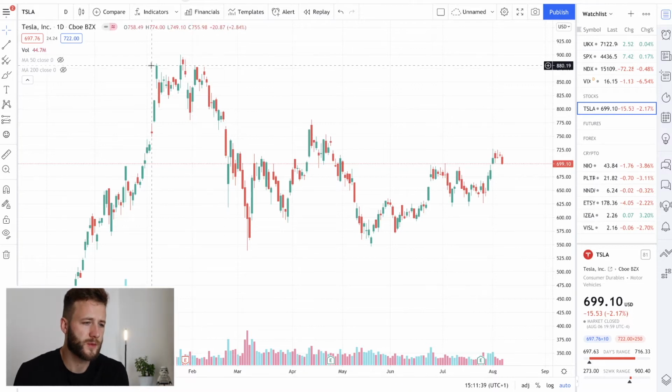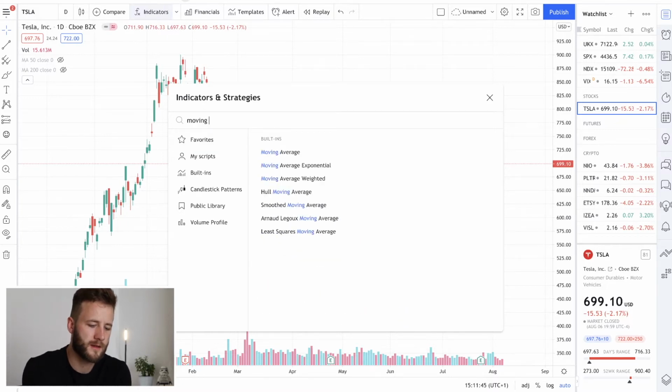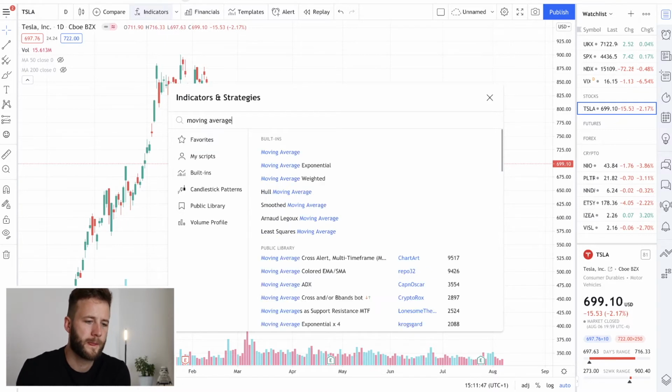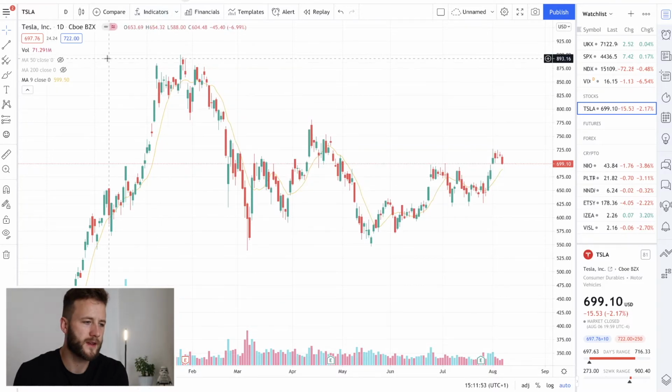What we're going to do is go to indicators, hit that, and just type in moving average. You can see at the top here, moving average, and we're just going to click that. And what that does, we just close that, is it adds it to the list up here. Now you see this yellow line that it's created, that's the moving average of a 9-period move.